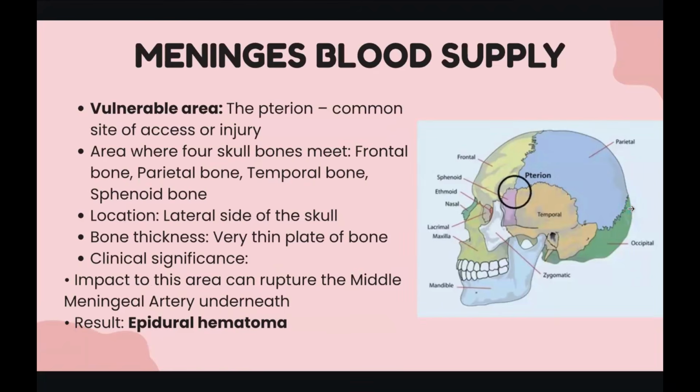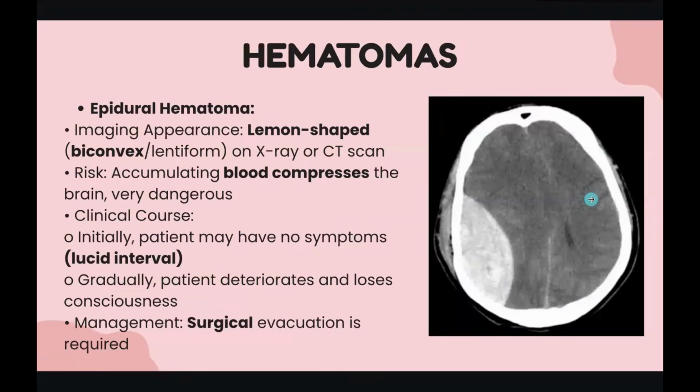A vulnerable area is the pterion. It is a common site for injury because it's located laterally in the skull and it's a very thin plate of bone, an area where four skull bones meet. An impact to this area can rupture the middle meningeal artery underneath and cause epidural hematoma. What is epidural hematoma? On imaging, it shows a lemon-shaped or biconvex lentiform shape on X-ray or CT scan, and it's an accumulation of blood that compresses the brain, so it's very dangerous.